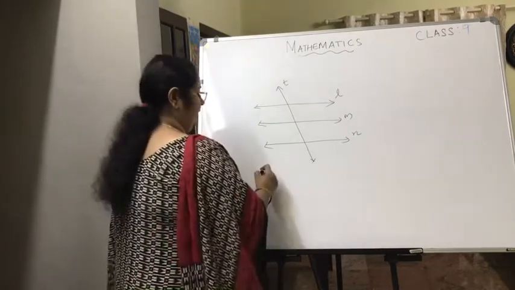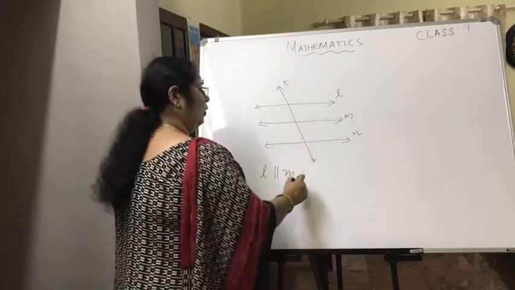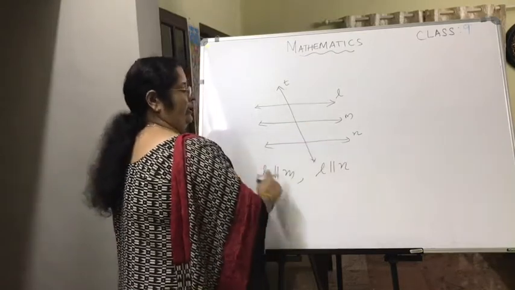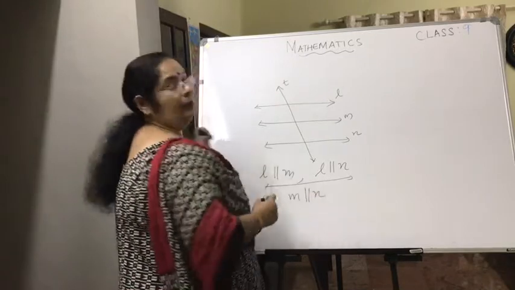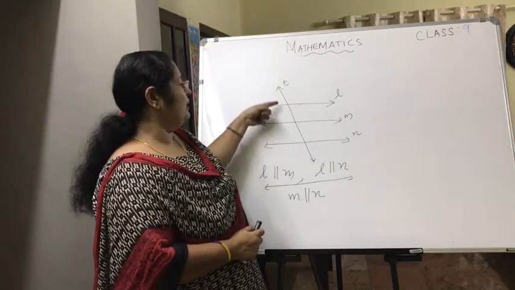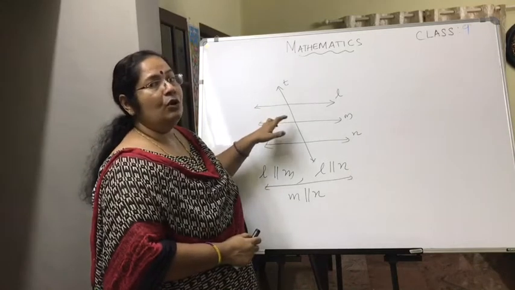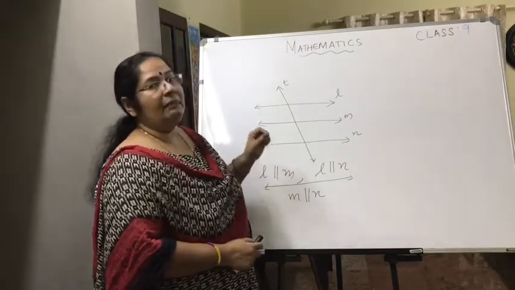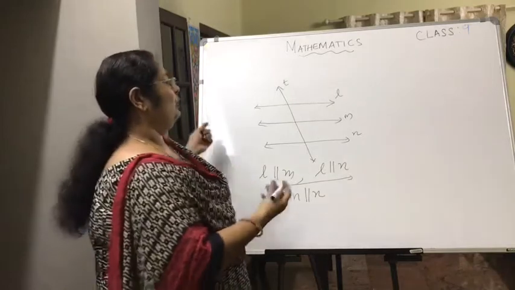So it is given line L is parallel to M. Also L is parallel to N. If this is the condition, then M will be parallel to N. That is the theorem. Lines M and N, which are parallel to the same line L, are also parallel to one another. So the proof for that.